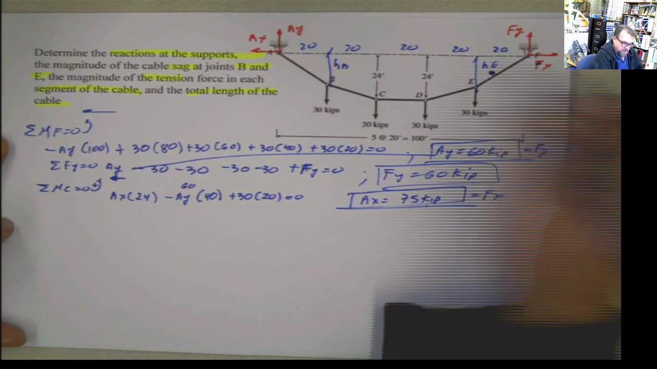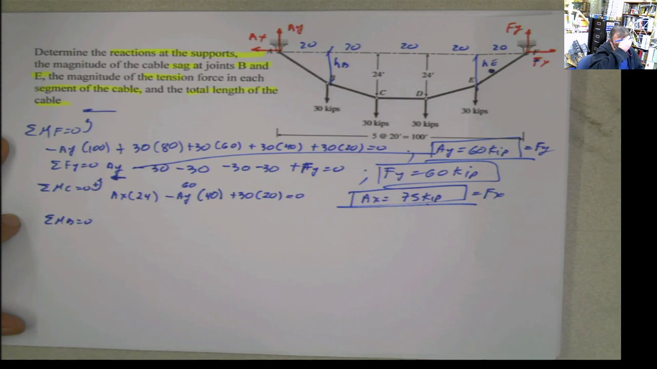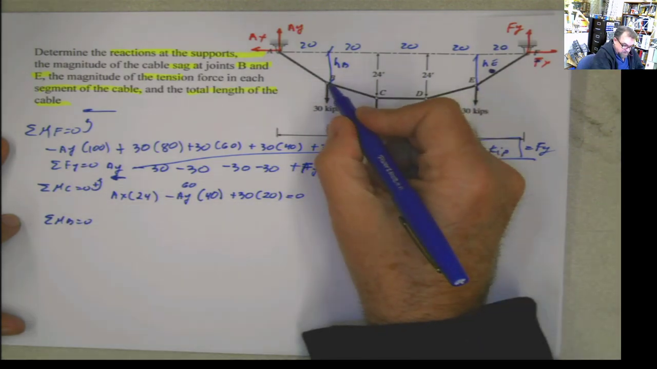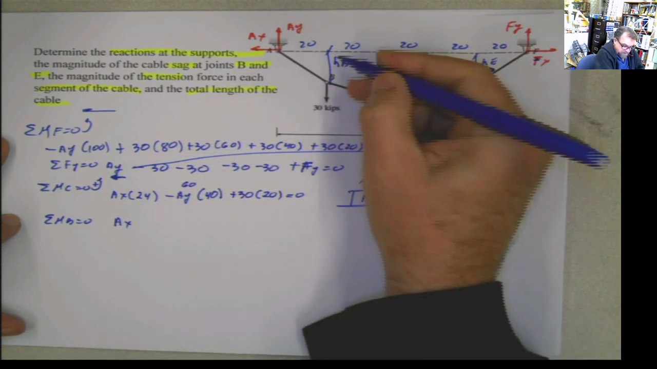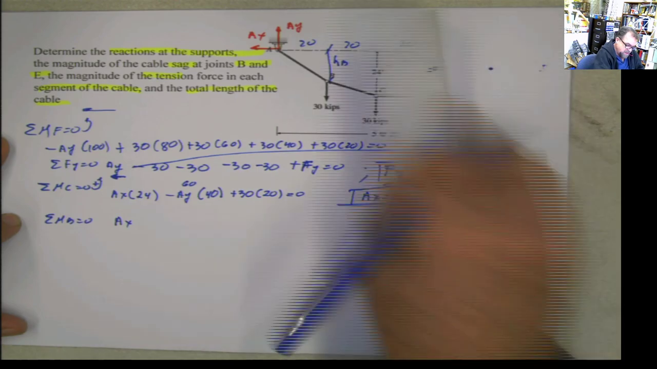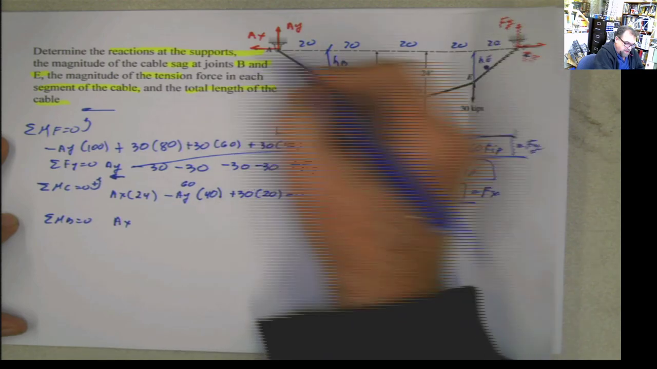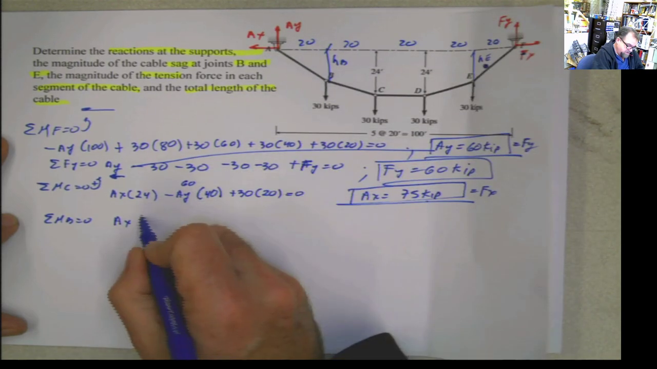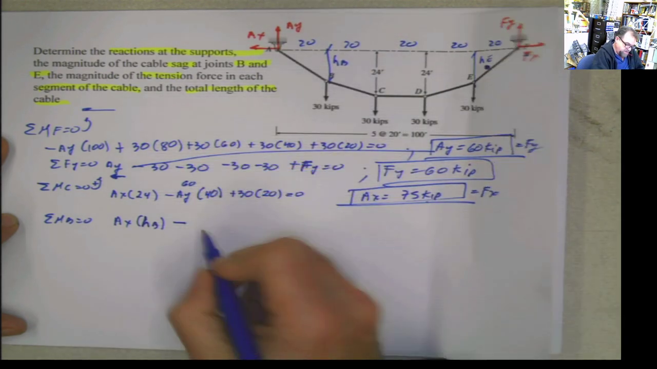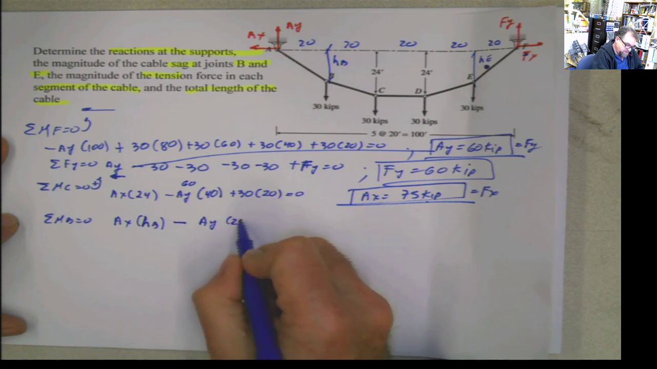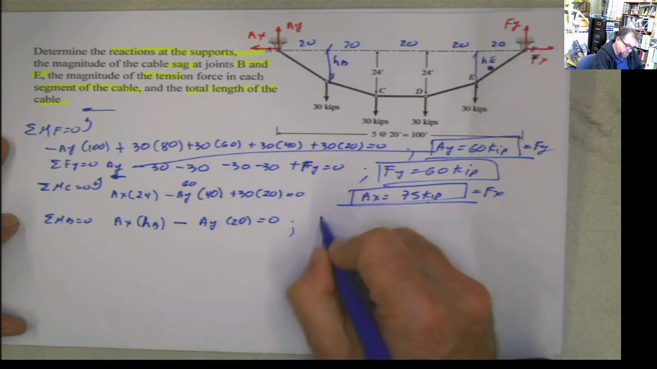So how can we do that? Look, if we do moment here, summation of moments at B equals 0, here, then you have AX multiplied by this height. I'm using this side again. I'm doing moment, and I'm using this side. So AX multiplied by HB minus AY multiplied by 20 equals 0. I know AY, so I can solve for HB.